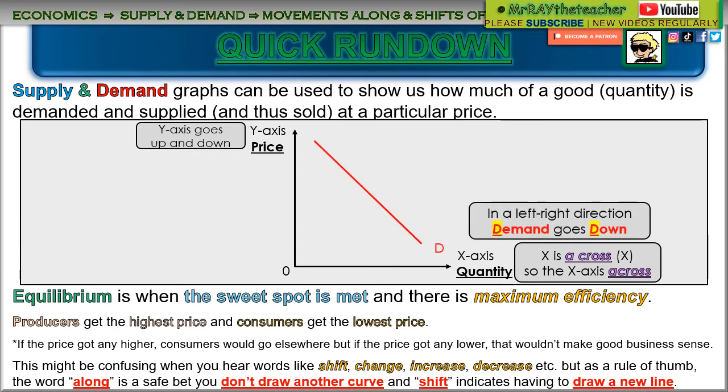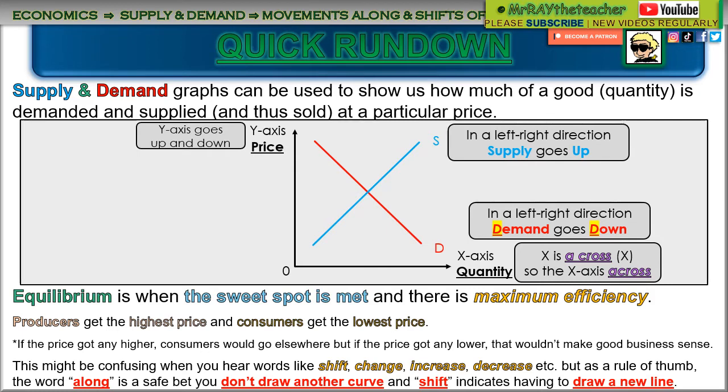Here's a simple way to remember. In a left-right direction, demand goes down. And when you're drawing your supply curve, supply goes up. I'm just doing it in blue and red for color coding, just to make it easier for you to understand. You will probably be doing it all in the same color pen.